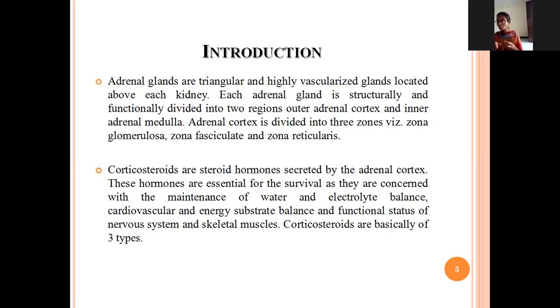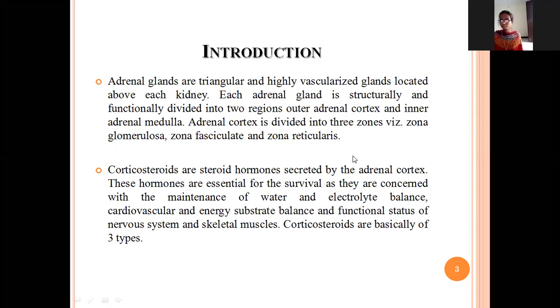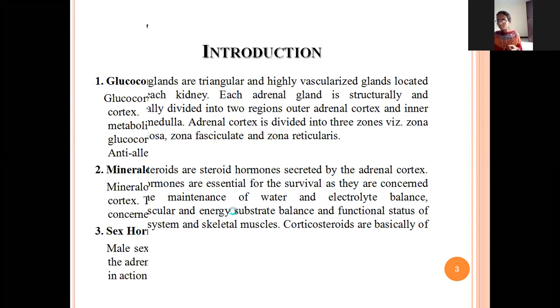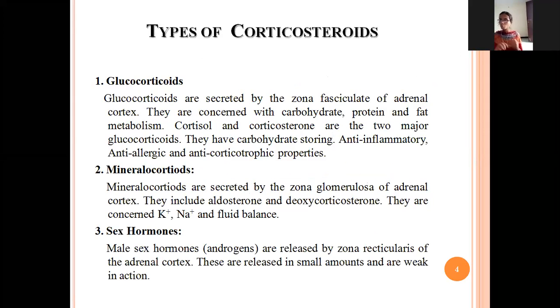So corticosteroids basically are of three types. Let's see what the types are. First one is glucocorticoid, next one is mineralocorticoid, and next one is sex hormones.